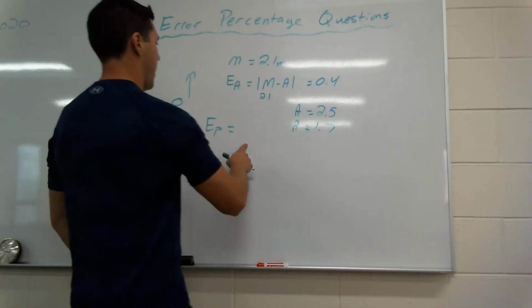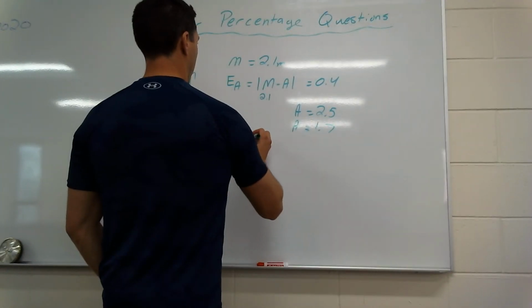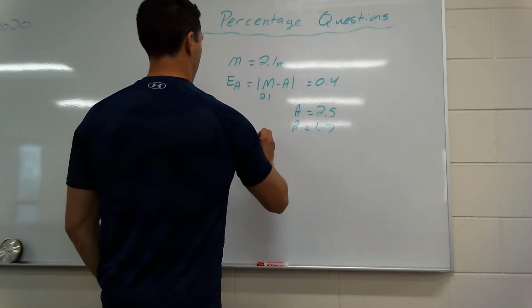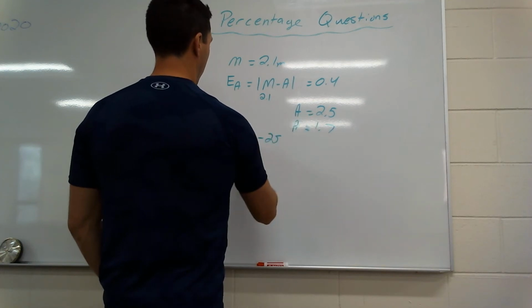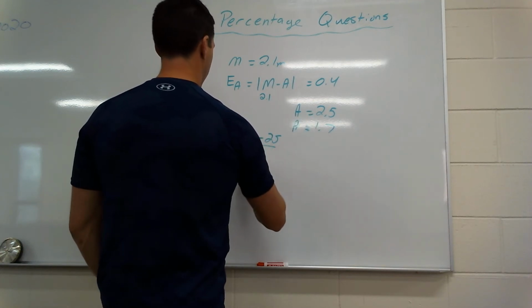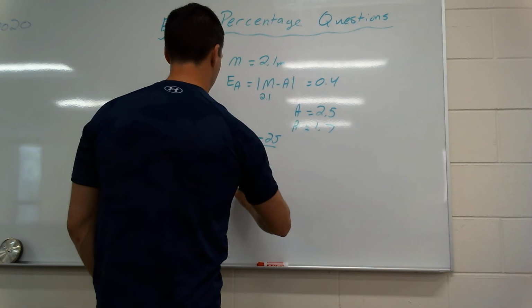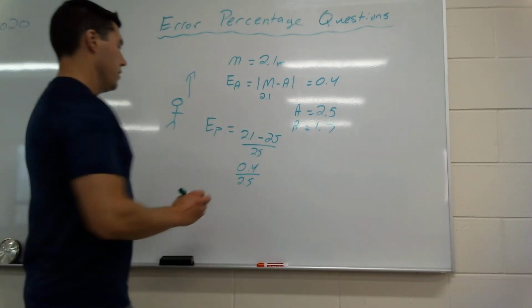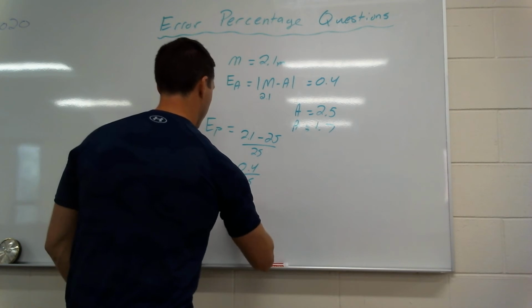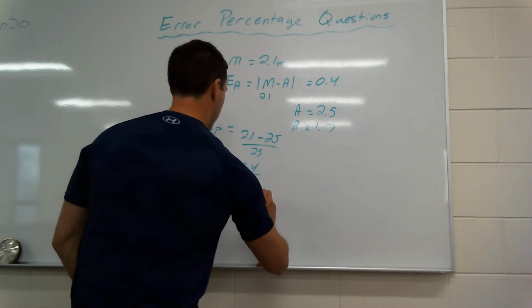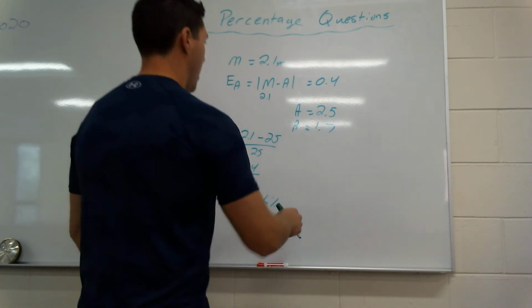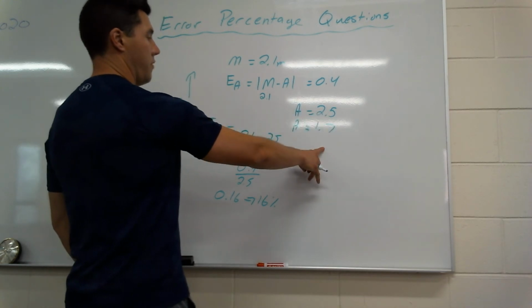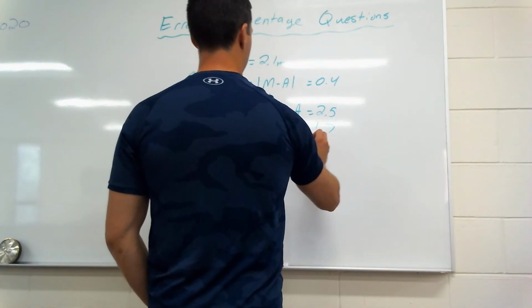Well, let's go through the first one. If I have 2.1 minus 2.5 over 2.5, I'm going to get 0.4 over 2.5. That gives me 0.16, which turns into 16%.